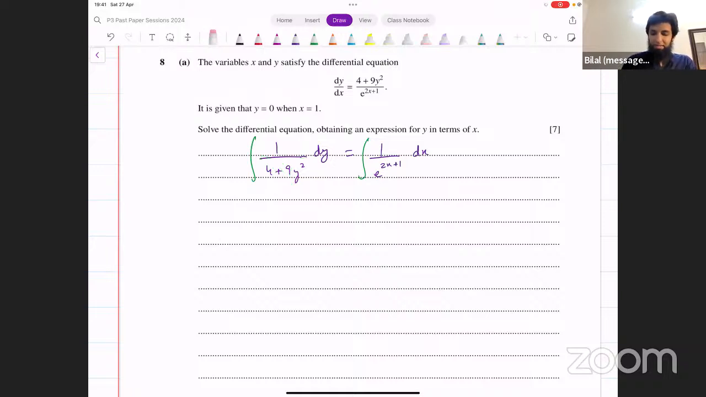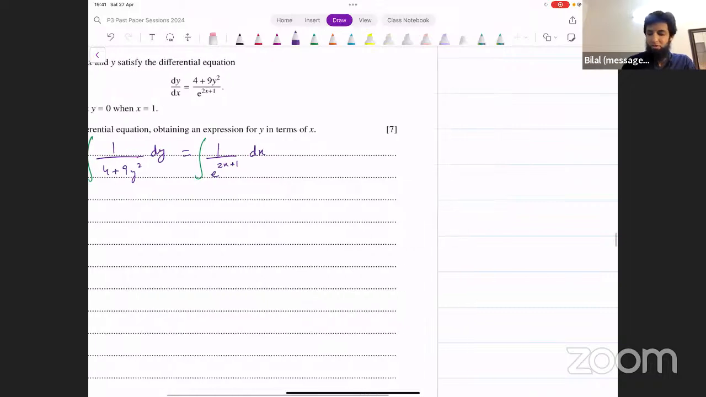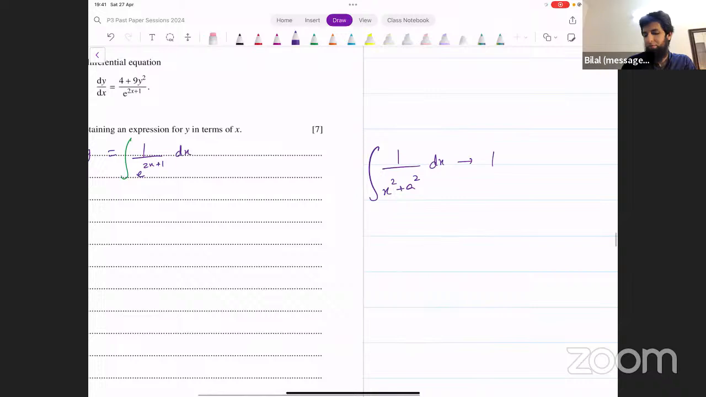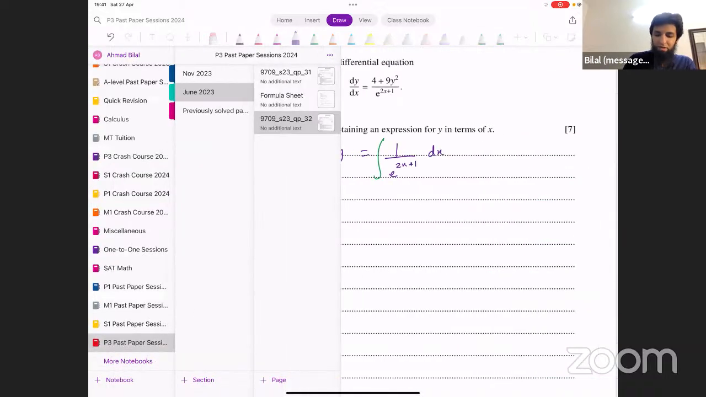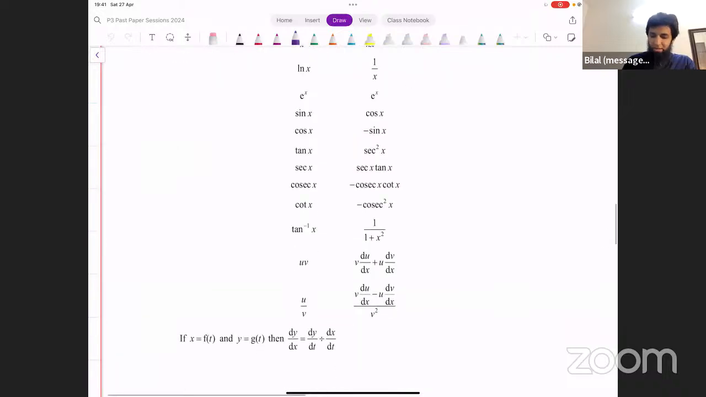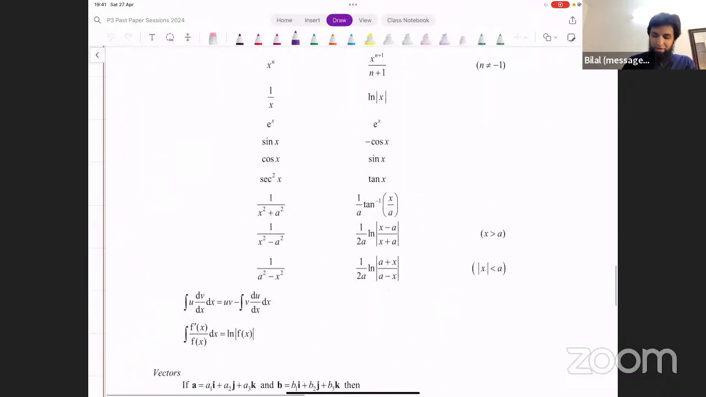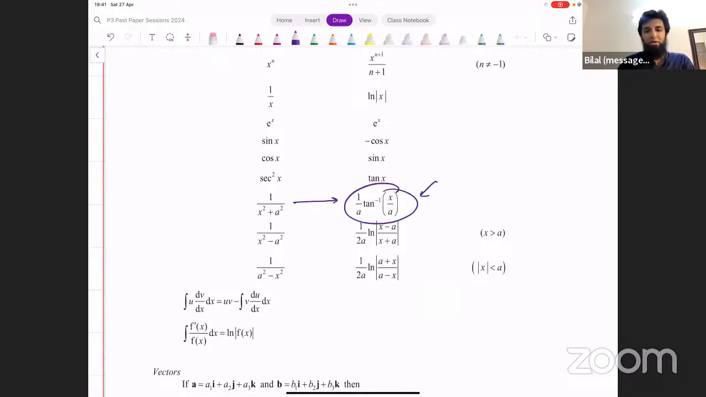What's the rule that we've got for tan inverse? The rule looks like this. It's written like this in the formula sheet. If you've got x squared plus a squared in the denominator, the integral of this is given by 1 over a into tan inverse of x over a. That's the rule that you will find in the formula sheet. Let me show that to you here as well. This is the formula sheet. For integration, 1 over x squared plus a squared, integration of that is given by 1 over a into tan inverse of x over a. Right? That's the rule for integration.